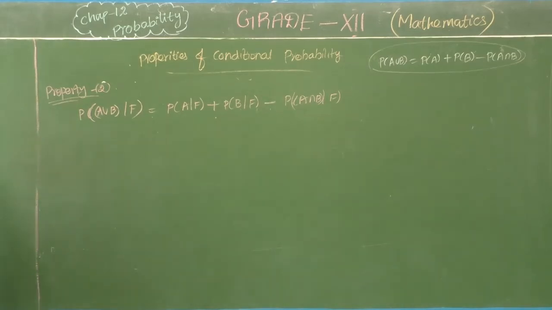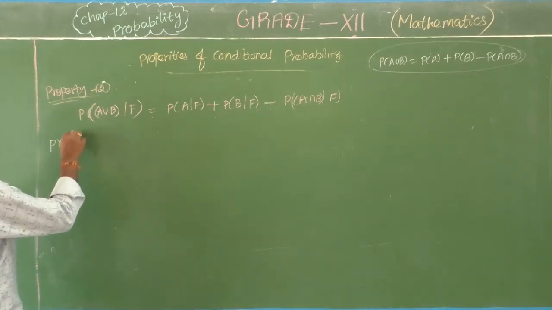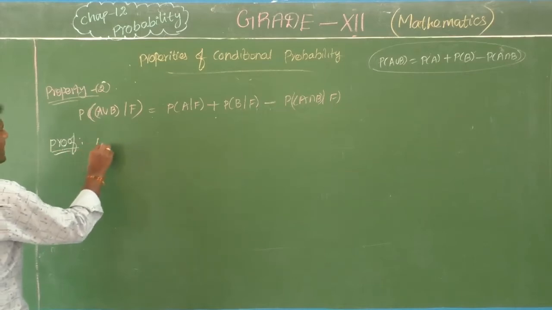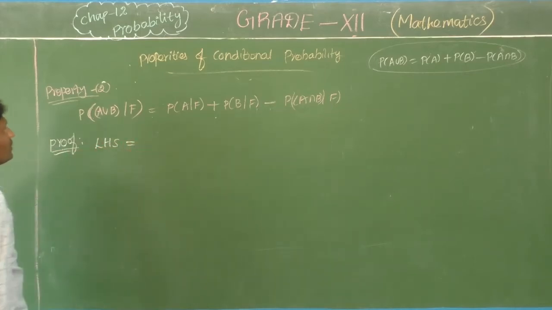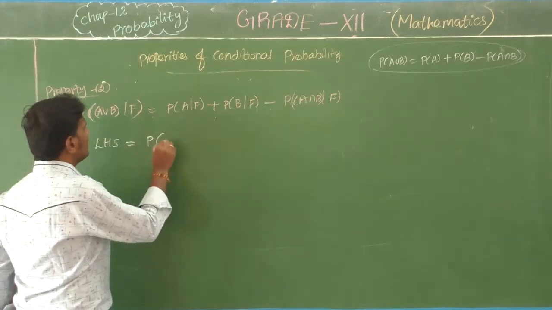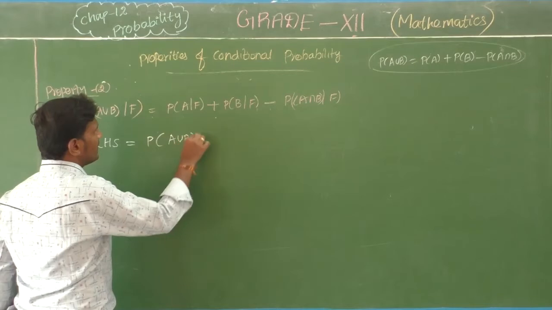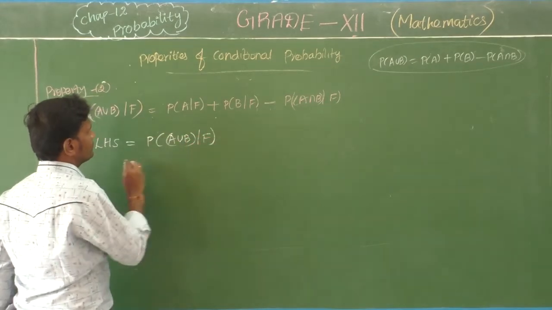That's all. Now I'm coming to the proof. We take the left side and prove it equals the right side. Now take the left side, P of A union B by F.